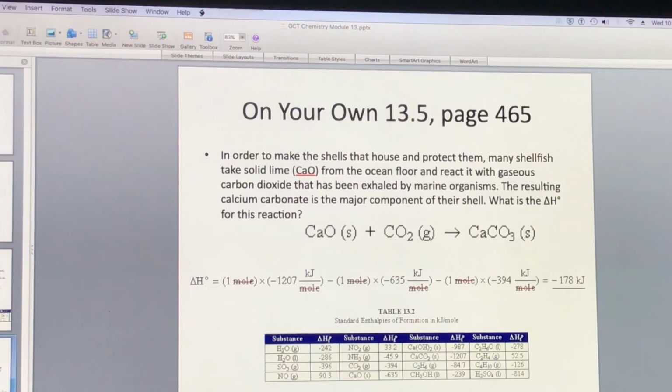So I hope that's been helpful in understanding how to calculate delta H, and then we'll be looking at some other problems in our next video.